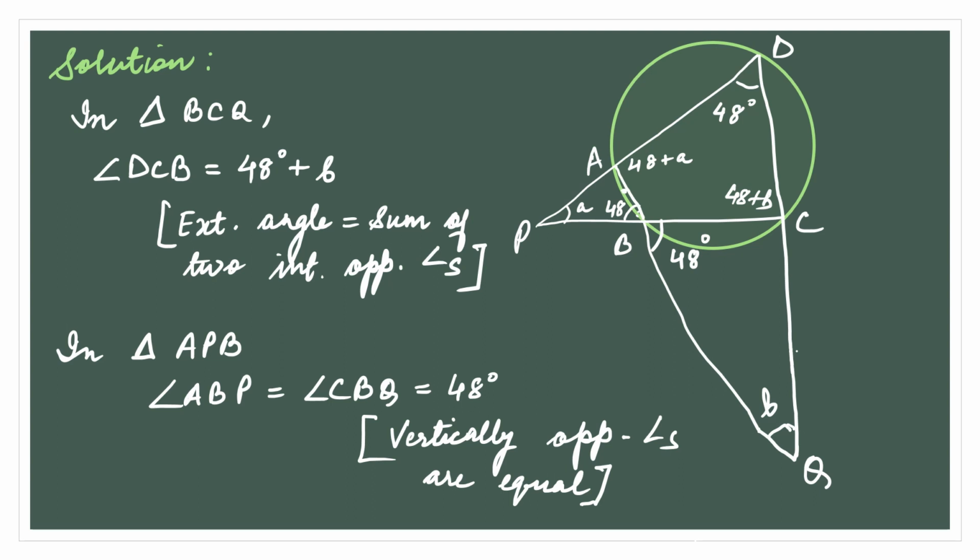Now, what is the sum of opposite angles of a cyclic quadrilateral, children? The sum of opposite angles of a cyclic quadrilateral is equal to 180 degrees. So 48 plus A plus 48 plus B will be equal to 180 degrees, and hence we can find out the value of B. I hope you have understood. We will add this up to 180 degrees and then put the value of A as 2B and we can find out the numerical value of B.